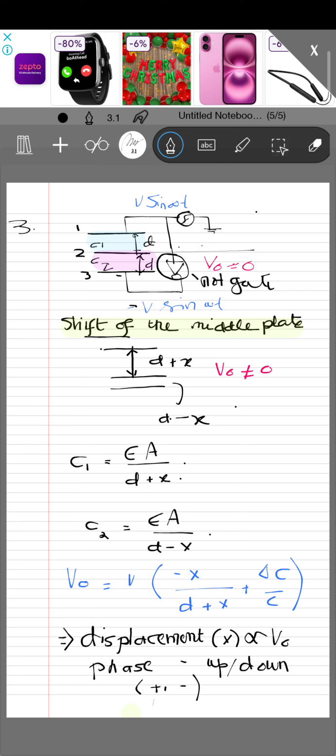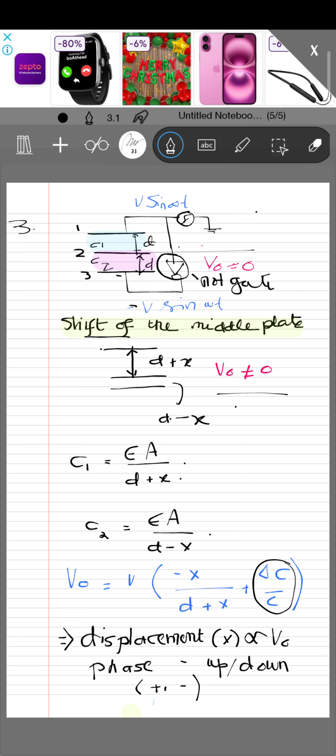Also, in this case what has been observed is that the output voltage is no longer zero, because they are not cancelling each other, they are adding up. The output voltage V0 in this case, where it has moved down towards the lower capacitor, is equal to this value, where the relative change in capacitance versus the original capacitance is a factor, and the change in distance is a factor.